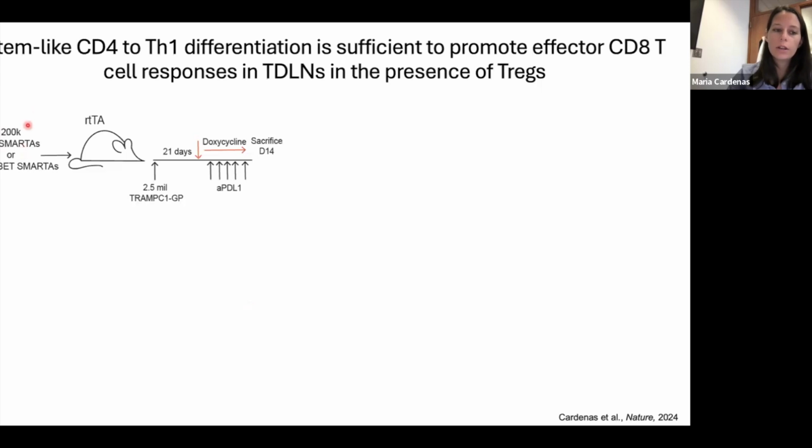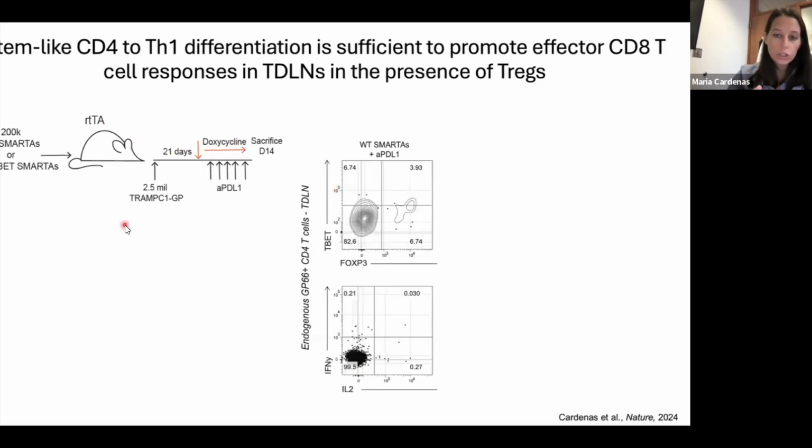We transferred in a very small amount of SMARTAs in these mice that have the tetracycline activator. And so wild-type SMARTAs or TET-on TBET SMARTAs were transferred into a mouse that received a tumor. We waited for 3 weeks for these cells to expand and undertake their normal program within the draining lymph node and tumor. And then we gave doxycycline in the presence of PD-1. And now we're looking at the endogenous GP66, so antigen-specific CD4s from this mouse, right? Did the presence of TET-on or wild-type SMARTAs influence the differentiation state of antigen-specific CD4 T cells in this mouse?